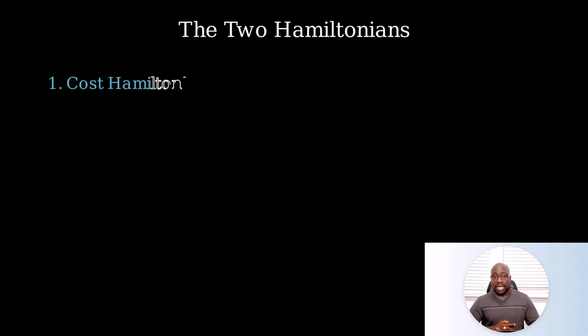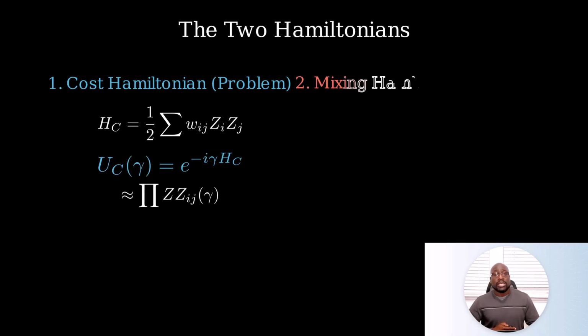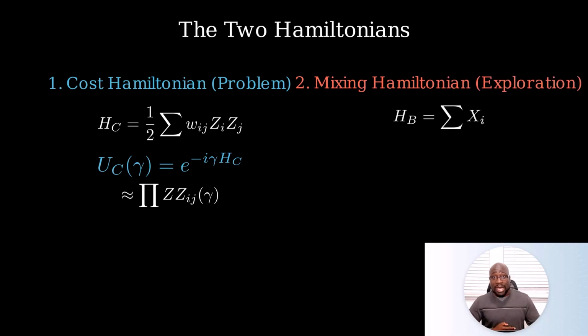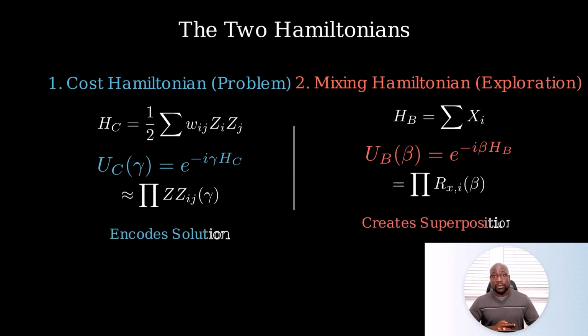First, the cost Hamiltonian HC, which encodes our problem, and second, the mixing Hamiltonian HB, which helps us explore the solution space. The QAOA ansatz consists of repeated blocks of two types of unitary transformation, UC of gamma and UB of beta, expressed as this, where beta and gamma are variational parameters optimized through classical means. Think of these as two different types of evolution. UC of gamma evolves the system according to the problem we are trying to solve. UB of beta mixes the quantum state to explore different solutions.